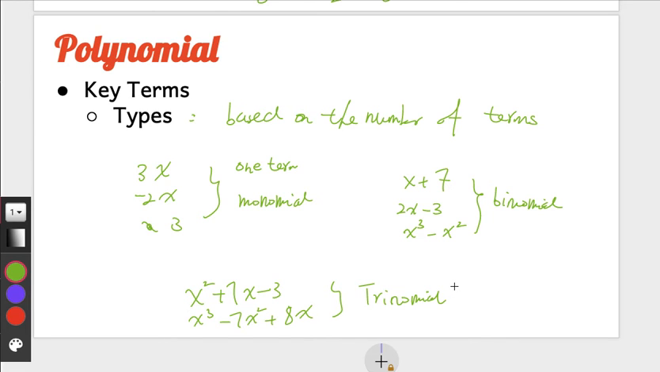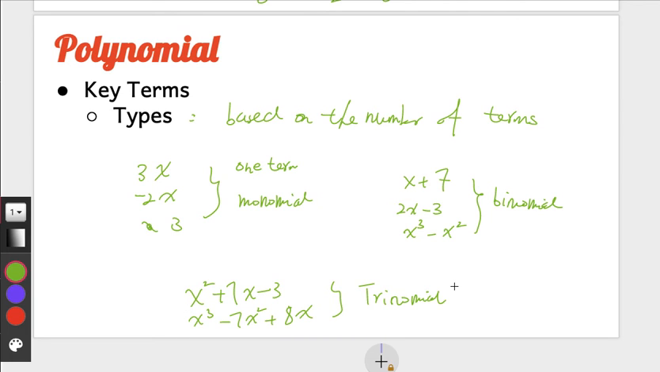So of course, if you increase the number to 4 terms, 5 terms, we're going to have more names for that. You can just do some research on your own. There's a name for that. But commonly, we see these terms more often than the others. So that's why I just want to give you the idea. But you can definitely do more research on that.